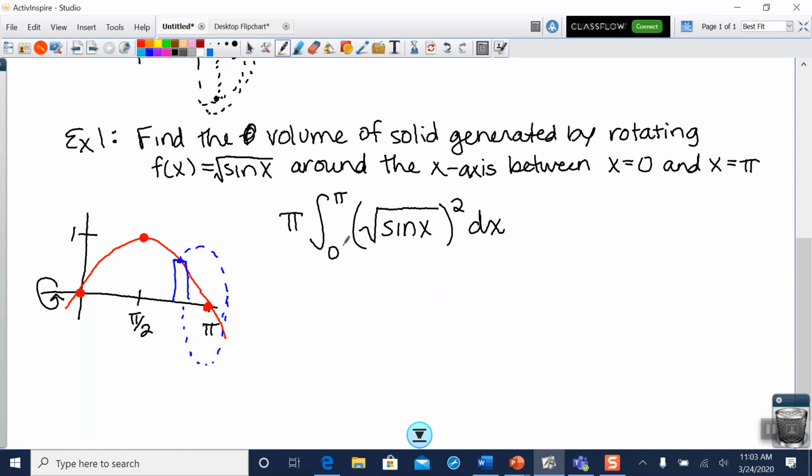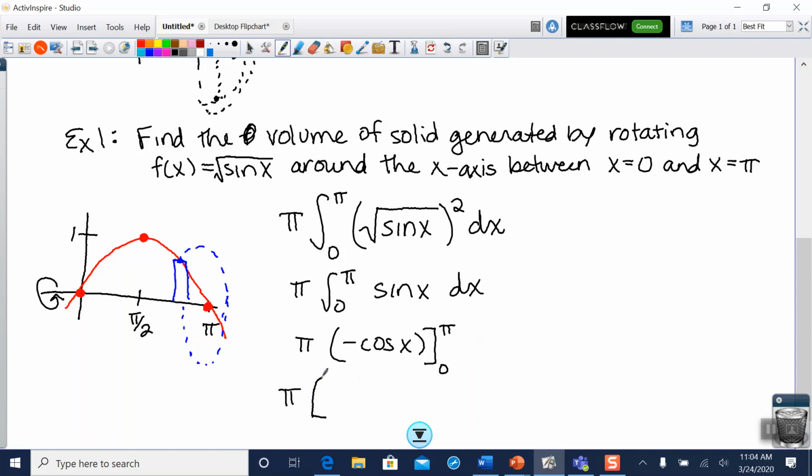So if we go ahead and simplify this, this is pi integral 0 to pi of sine x, because square root and squared cancel each other out. Like I said, it's a pretty simple integral. So then we've got pi times our answer, which is negative cosine x from 0 to pi. Okay, and if we go ahead and fill that in, again, I'm going to wait and multiply the pi at the end. So I've got pi times what I get from this. This is negative cosine pi minus cosine 0.